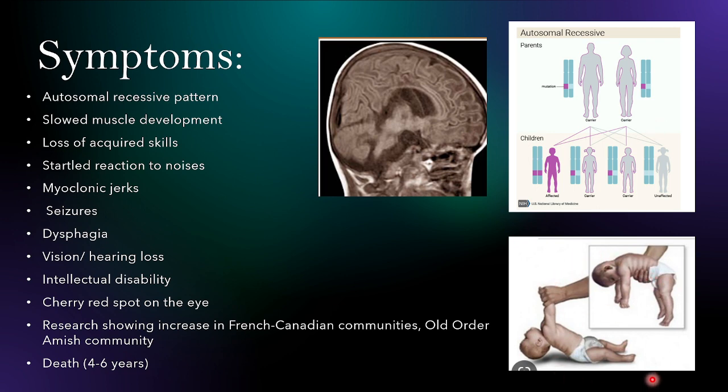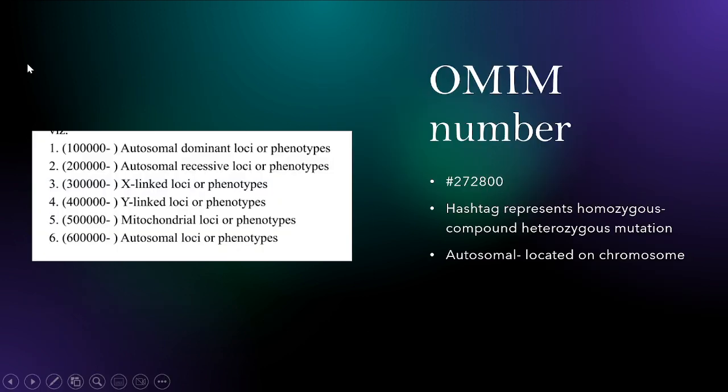50% of them would have a chance to be carriers, and 25% of not having the gene at all. And here you can see the lack of muscle development and acquired skills, and here's the brain of a person with Tay-Sachs. Also, the OMIM number is pound 272800, and this hashtag in front of the number represents a homozygous or compound heterozygous mutation, which is in Tay-Sachs, and this is autosomal. This is an autosomal recessive disorder, which means it's located on a chromosome. Since it's in the 200,000s, you can see autosomal recessive loci or phenotypes. So this is the one.